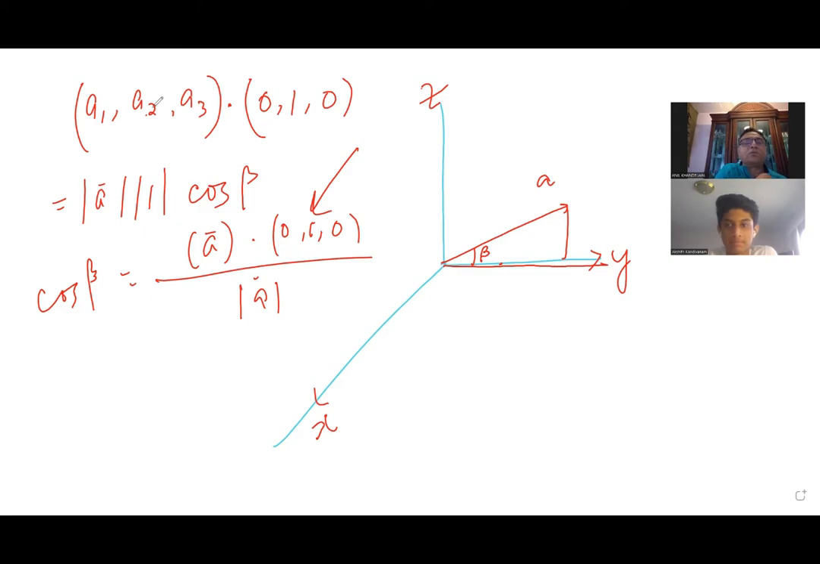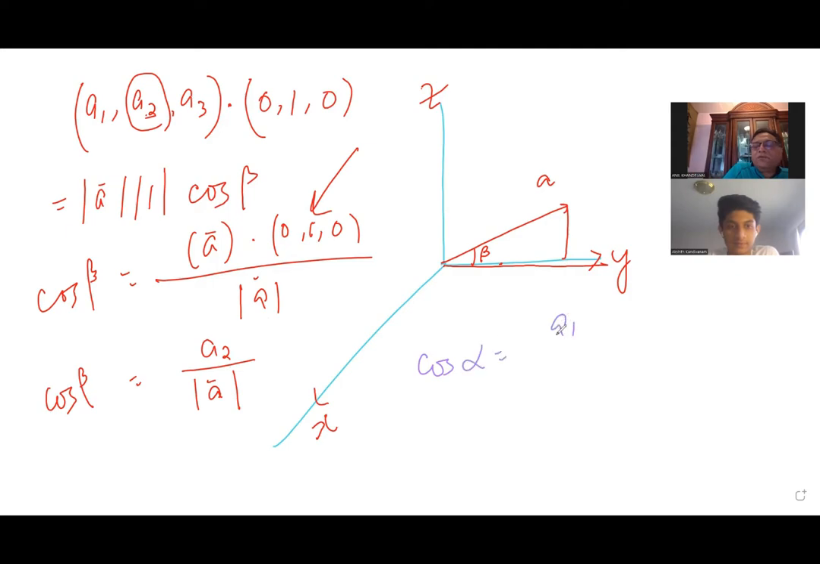So that means the dot product will give you a2, right? So it will be a2 over magnitude of a. Is that clear? Yeah. Cos of beta. And then, to find beta, you just do cos inverse of a2 over magnitude of a. Cos of alpha, on similar grounds, will be a1 over magnitude of a.